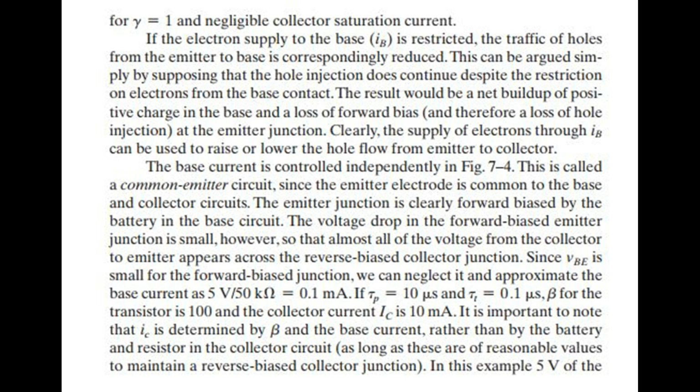Clearly, the supply of electrons through Ib can be used to raise or lower the hole flow from emitter to collector. The base current is controlled independently in Fig. 7.4. This is called a common emitter circuit, since the emitter electrode is common to the base and collector circuits. The emitter junction is clearly forward biased by the battery in the base circuit.